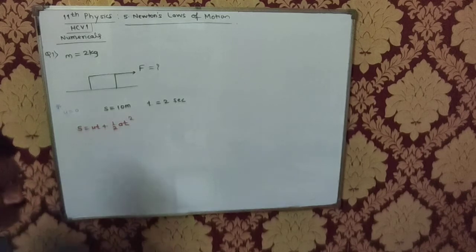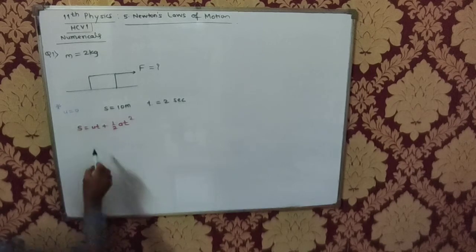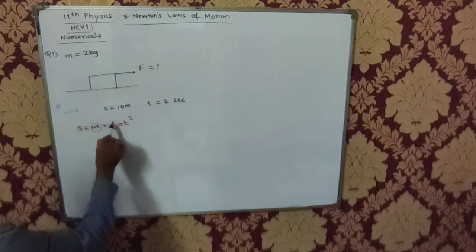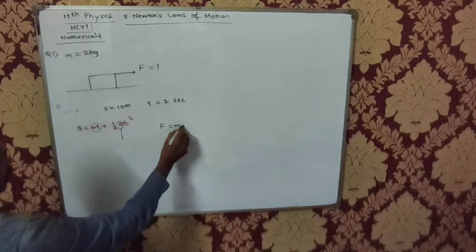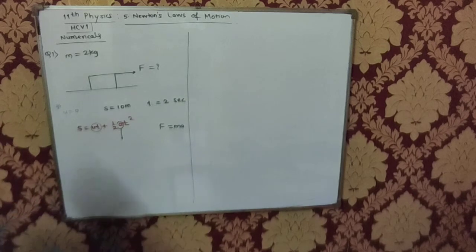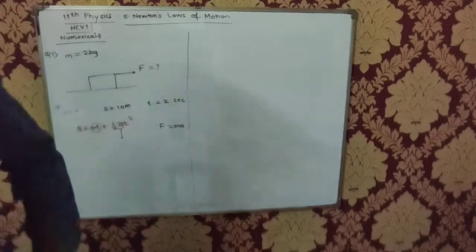Can I leave it to you? You can find a: S is known, t is known, so you find out a. This a you will substitute in F is equal to ma. So, this kind of solution is called a discussion solution. Okay?